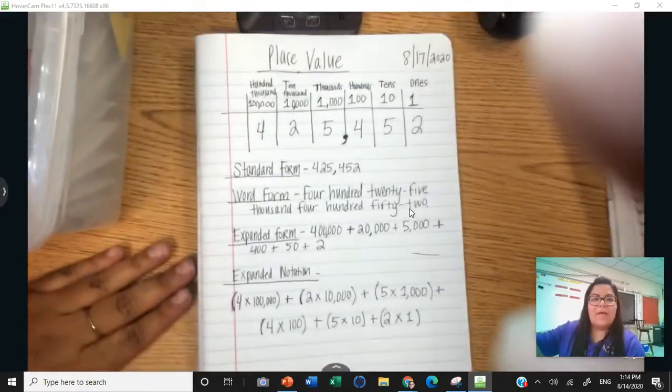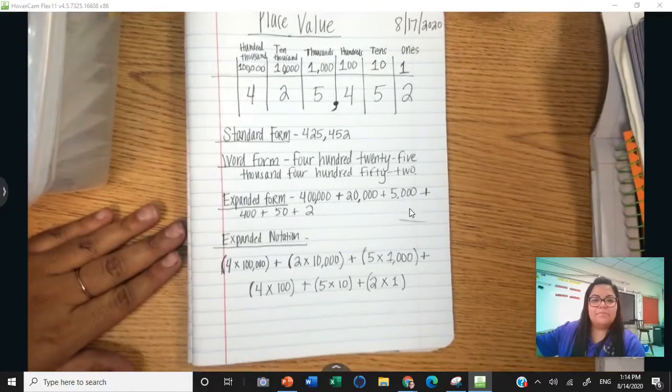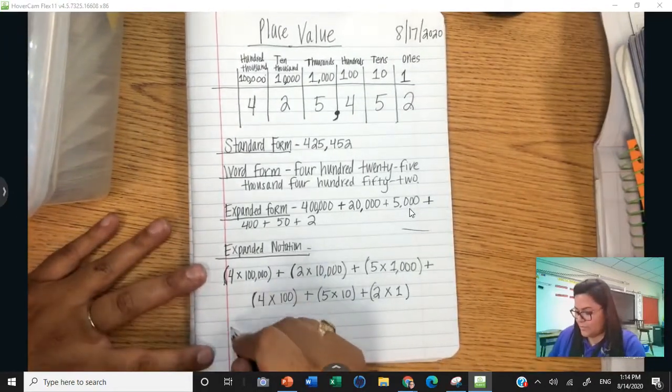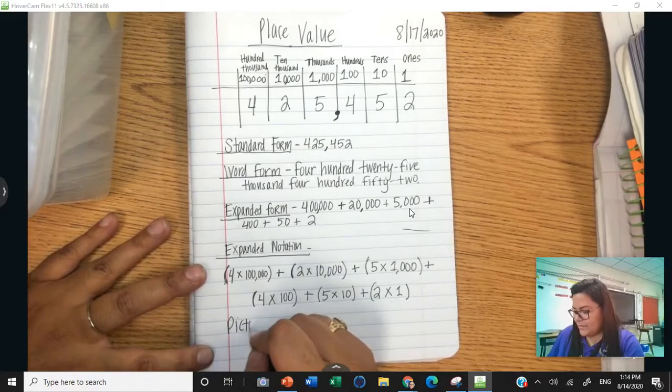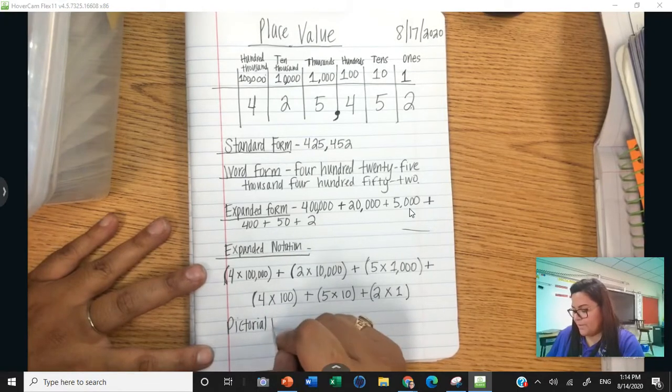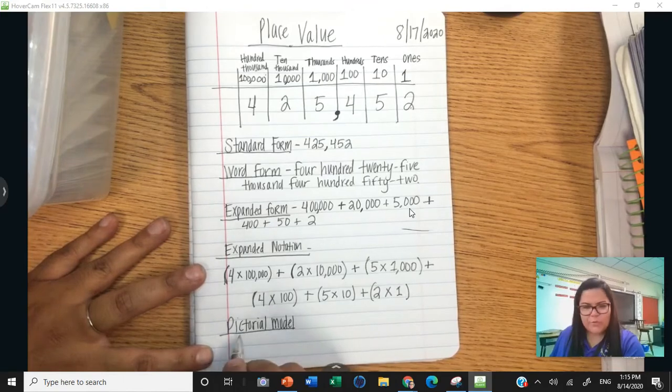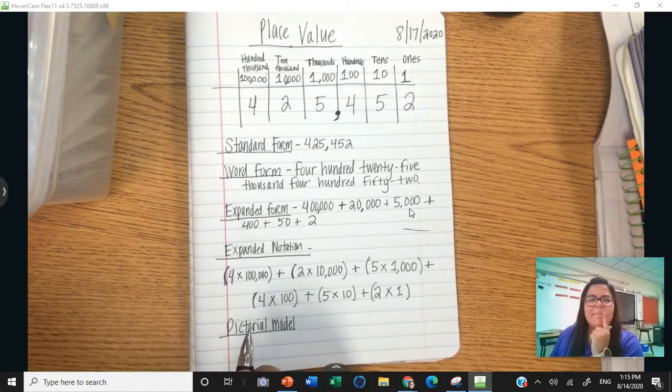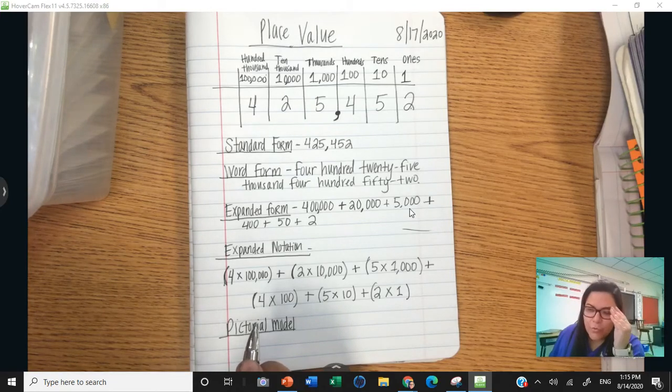So at the bottom, I'm going to title this Pictorial Model. Okay, pictorial. That word sounds like a picture, right? Picture, pictorial. That's what it is. It means that we're going to draw a picture about it, okay? We're going to draw a picture to represent this number.